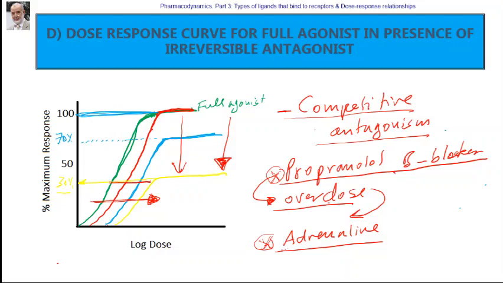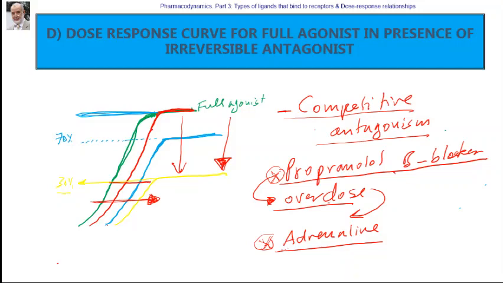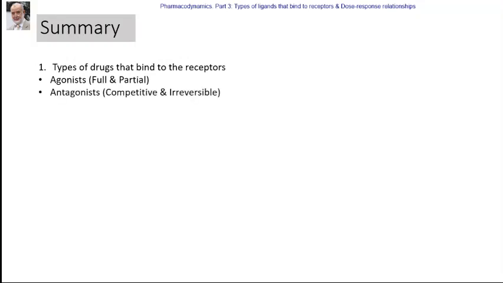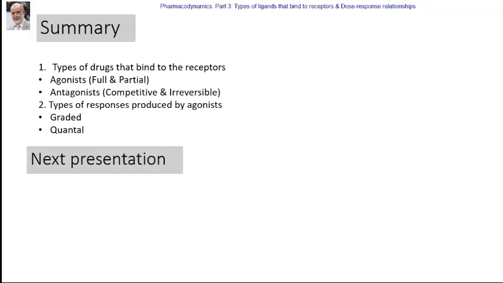So in summary, what we have discussed up to this point is that drugs bind to the receptor. They are either agonists, like full agonist or partial agonist, or they are antagonists. They are competitive or irreversible. We also spoke about the type of responses produced by an agonist, which are either a graded response or a quantal response. Now, in our next presentation, we are going to talk about drug-drug interaction.